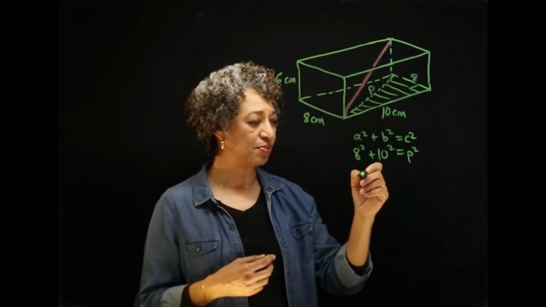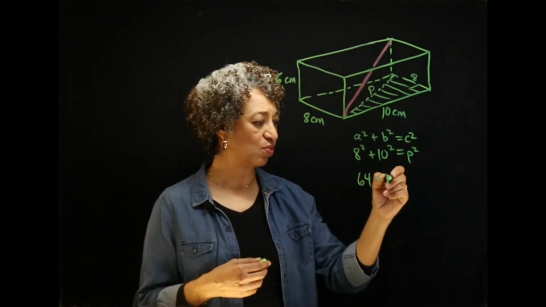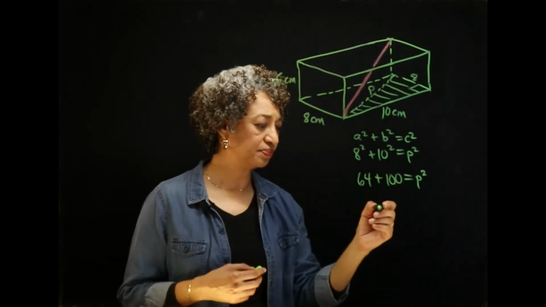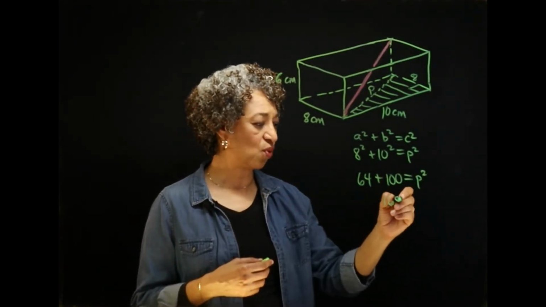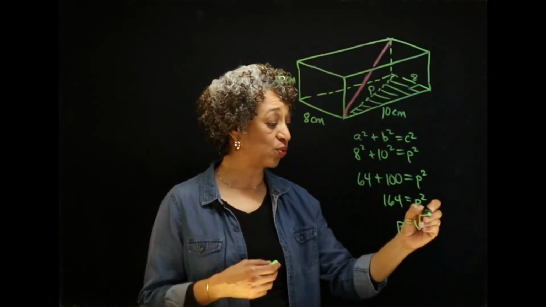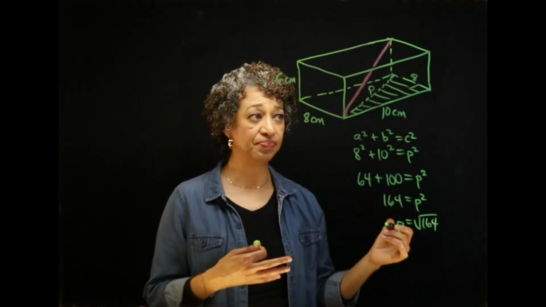So let's find P. We have 8 squared, that's 64, plus 10 squared is 100, and that's equal to P squared. So 164 then is P squared, and P then is the square root of 164. Okay, so that's our P.